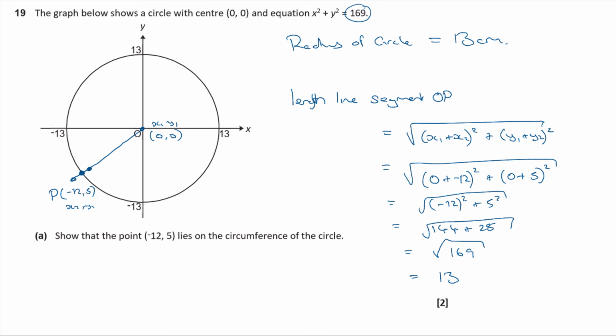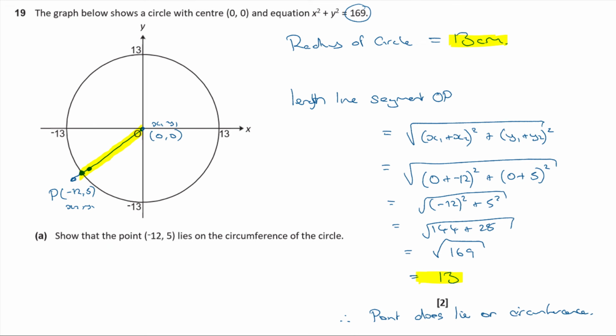Okay. And then because this length here matches the radius, it must be that this line takes you exactly to the edge and no further. So then we can therefore say that the point does lie on the circumference.